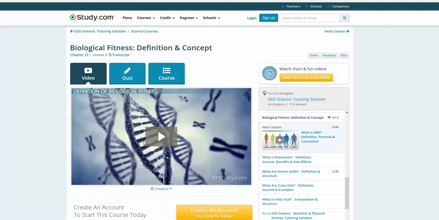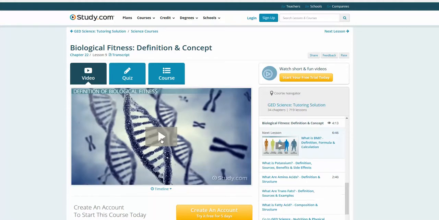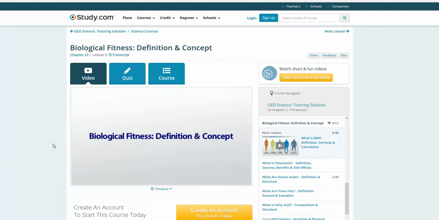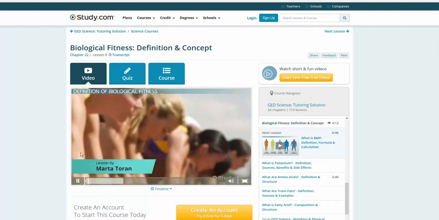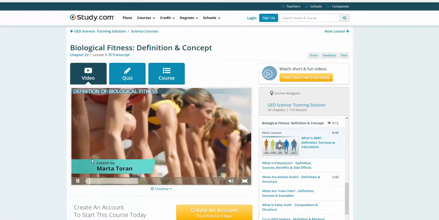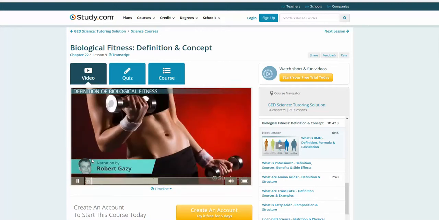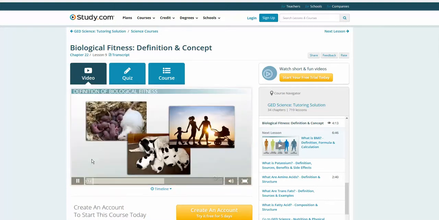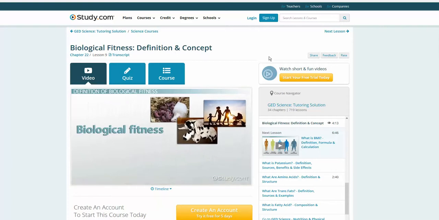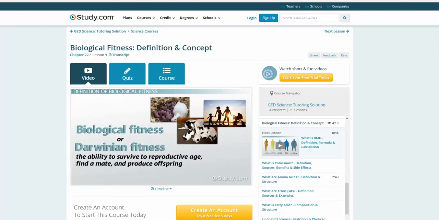In nature, fitness does not refer to how many miles someone can run or how much he or she can lift, but rather how many babies he or she can produce in a lifetime. Biological fitness, also called Darwinian fitness, means the ability to survive to reproductive age, find a mate, and produce offspring.